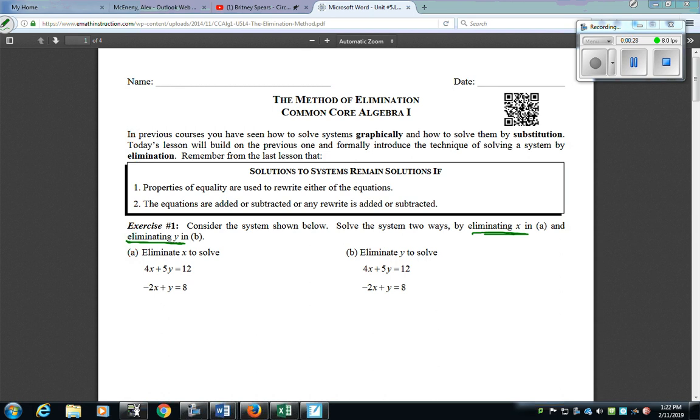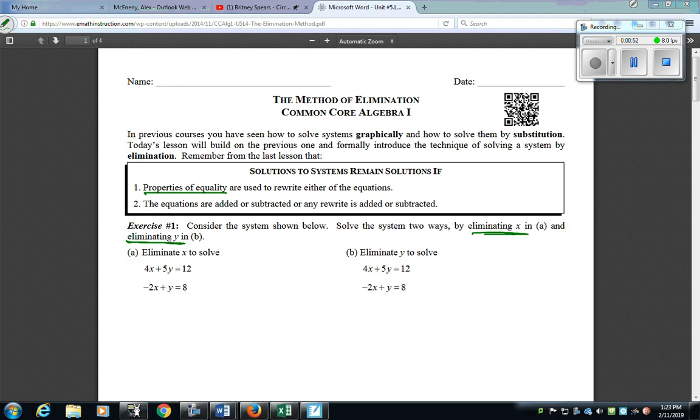So if you use a property of equality, if I was to take one of the equations and add it, subtract it, or multiply, as long as I do it on both sides, it should still be a solution. And they can also be solutions if you add or subtract the equations themselves. So we're going to look at two different ways to solve this system.